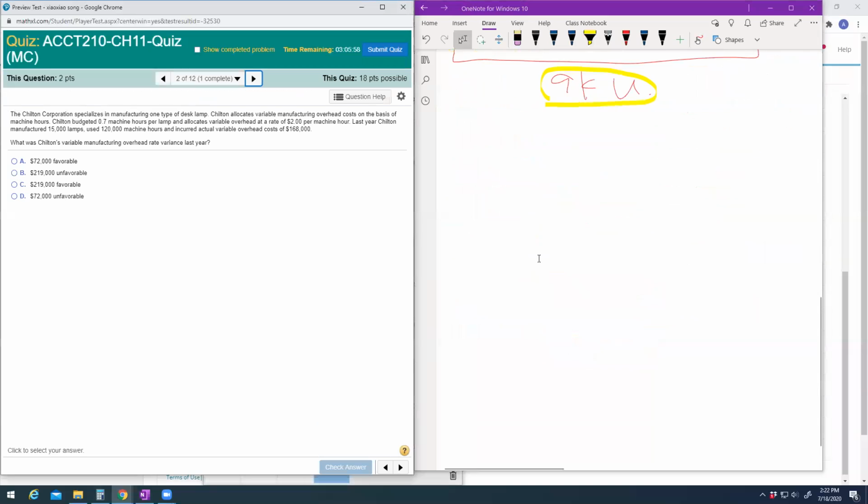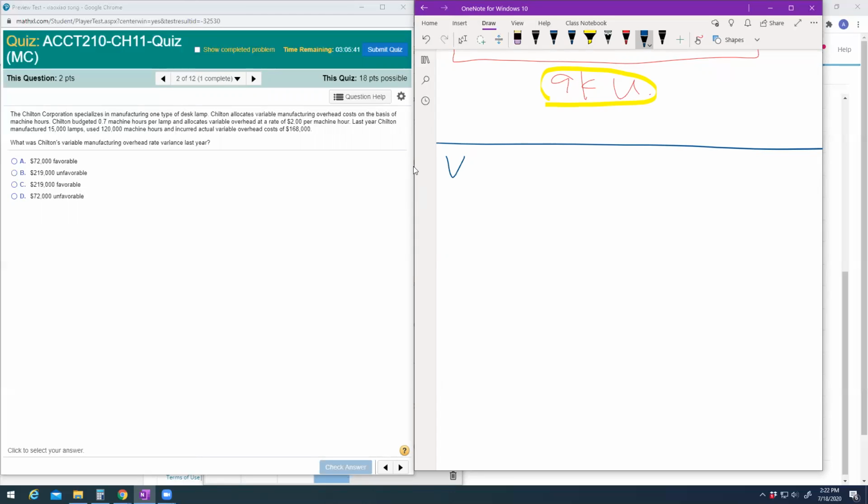Next one, you can see we have a lot of calculation. I like doing that with my students. So let's get started for the next one. Asking about variable manufacturing overhead rate variance, right? So let's look at the question.